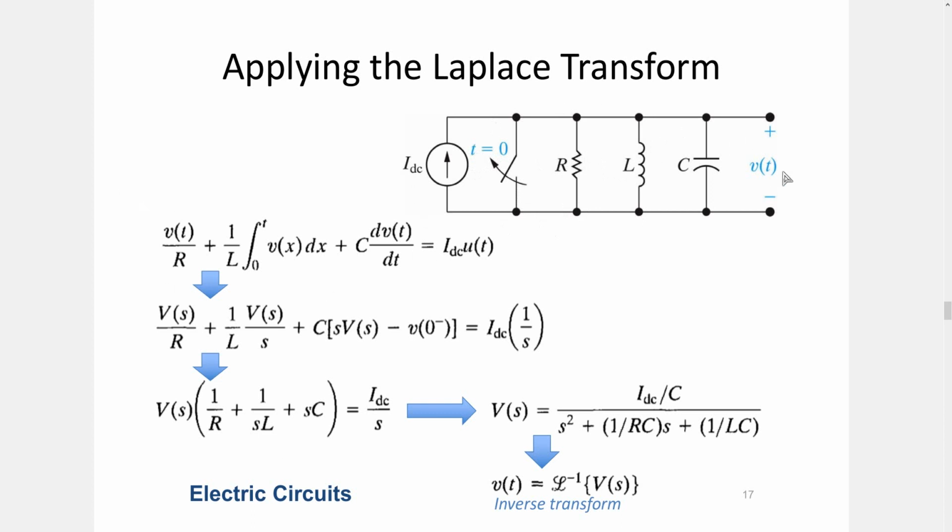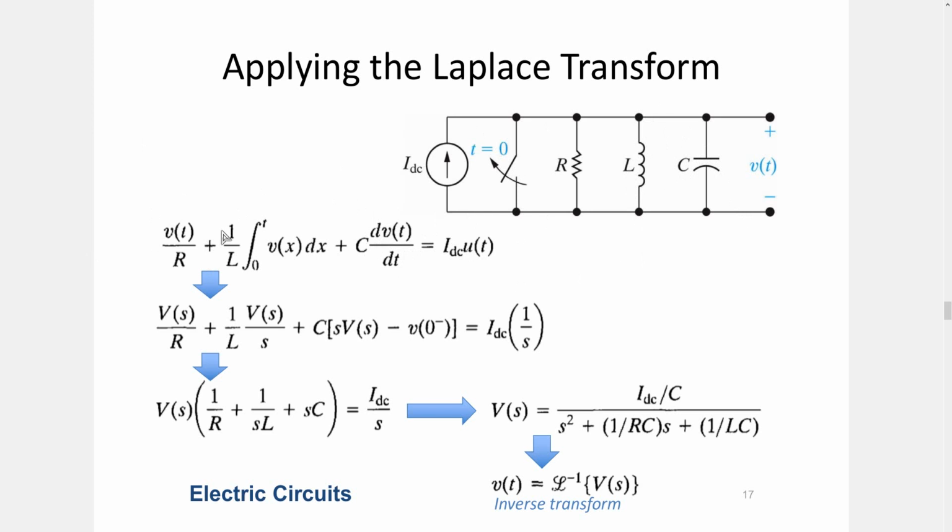So I have V(t), the node voltage, and V(t) over R defines the current through the resistor, and 1 over L integral from 0 to t of V(x) dx defines the current of the inductor, and the current of the capacitor is defined as C times dV(t) over dt, and their sum should be 0. So from there, I will obtain this equation. Now remember the relationships that we have seen previously.